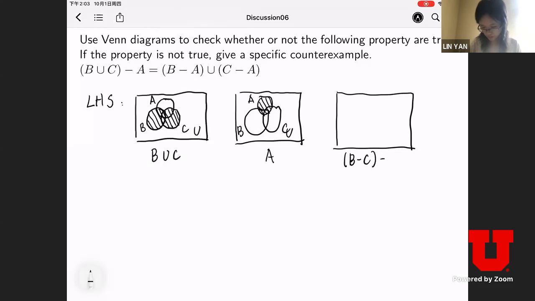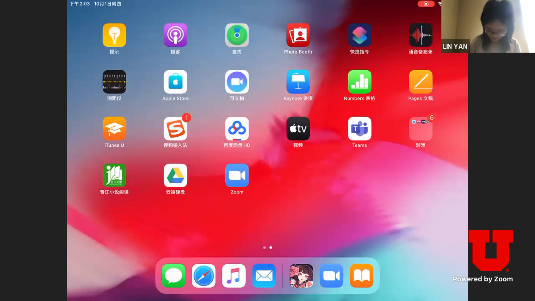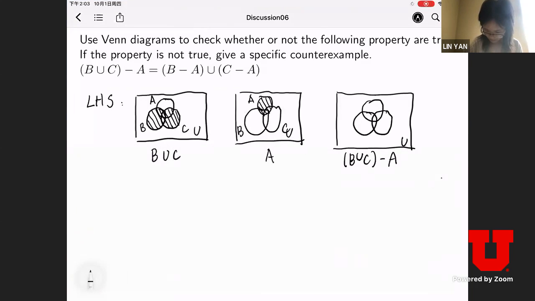The relative complement of A with respect to B union C. So the relative complement means the elements from B union C that are not in A. We should be careful that we draw lines in B and C, but not in A. So here is the Venn diagram for the left-hand side.